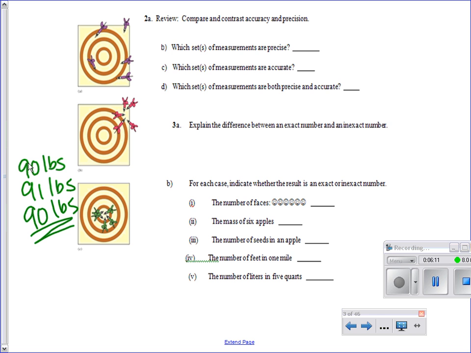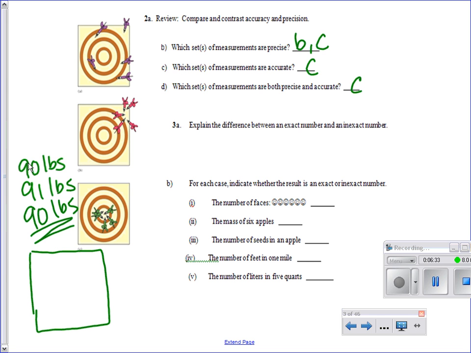So it would be B and C. Good. Which set of measurements are accurate? Pretty much just C. And then which set of measurements are both precise and accurate? C. An interesting phenomenon which happens on occasion where we deal with taking an average to get an actual value.